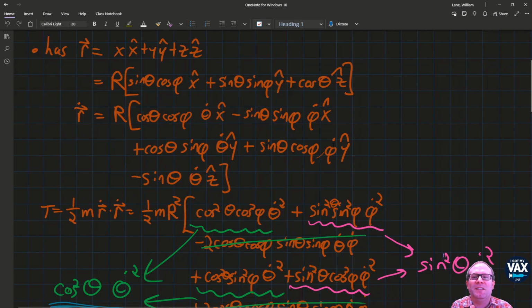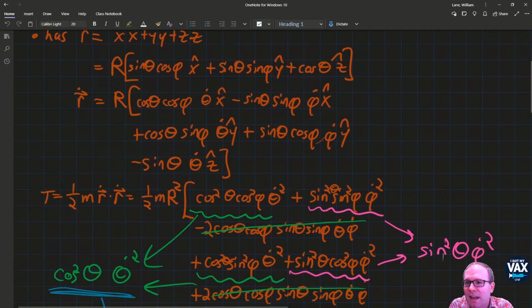Very important there, because that's the thing that's actually changing: these two angular speeds here. And then lastly, we've got the z component. Cosine is just going to become negative sine, and spit out a theta dot. There you go. So in order to build the Lagrangian, we need, of course, the kinetic energy first.